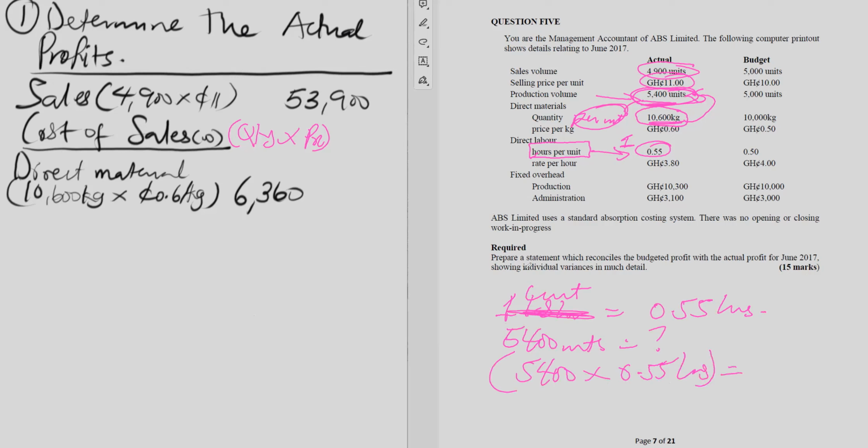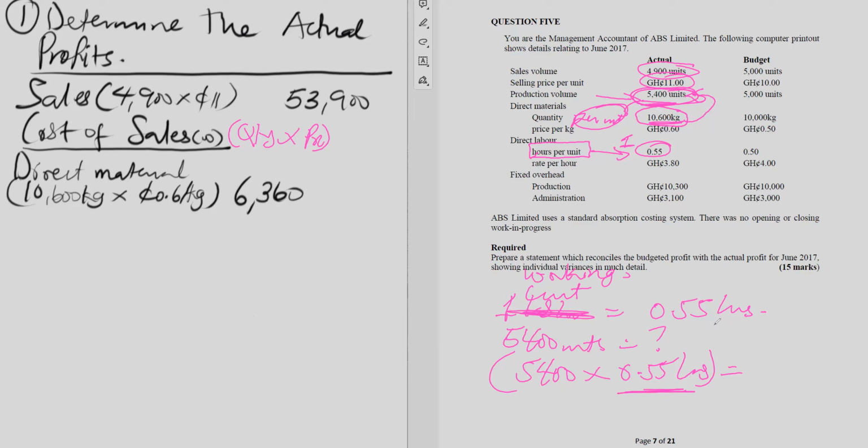So you can do this as a separate working, taking your 5,400 by the 0.55. That means this one was just for 1 unit, but for all the 5,400 units that were produced, the actual figure is 2,970, and that becomes the hours that were used by labor.